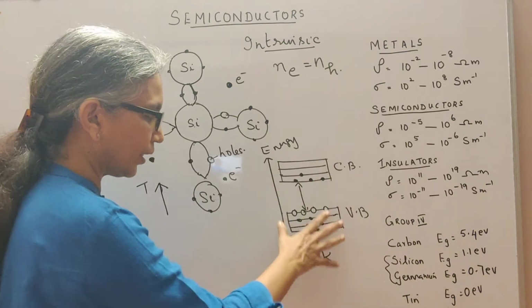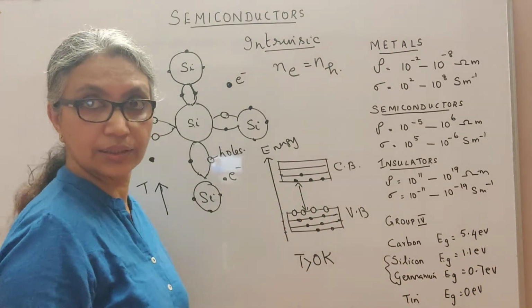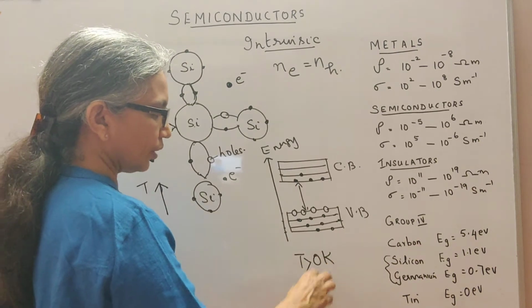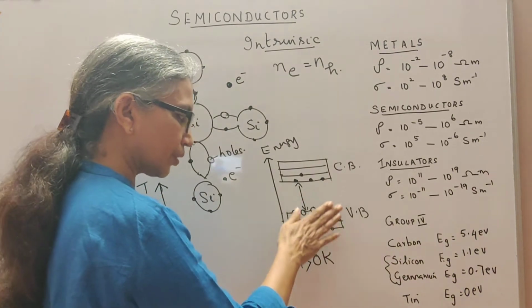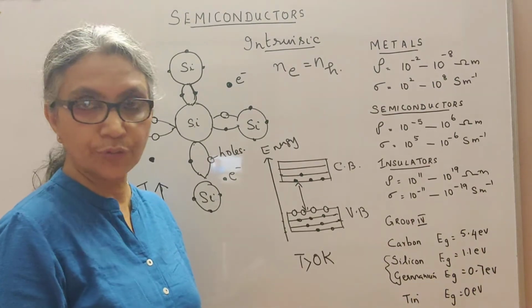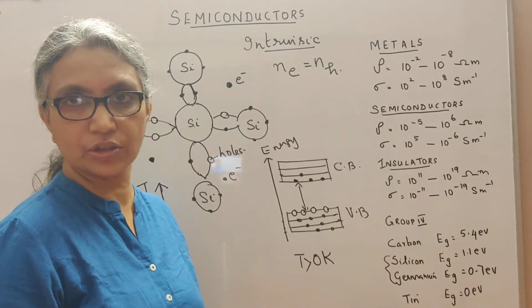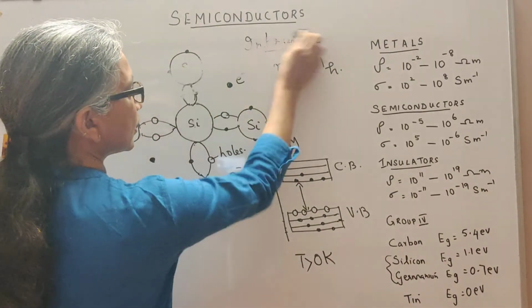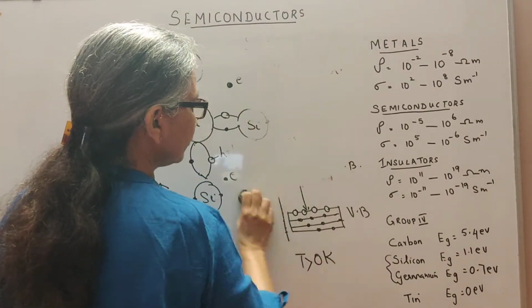So this is the band diagram at T greater than 0 Kelvin. But at T equal to 0 Kelvin, the valence band is completely full and the conduction band is completely empty. There are no free electrons, and it behaves like an insulator. Now we will go on to discuss the extrinsic semiconductor.